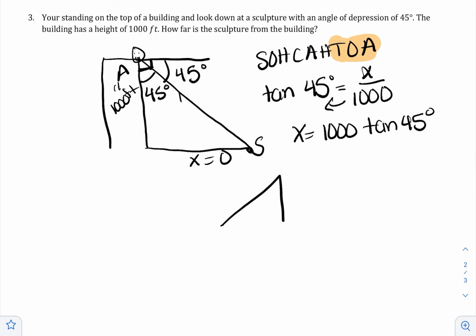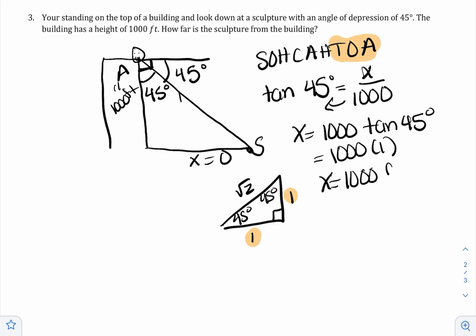So I draw my little triangle. This is 45, this is 45, this is 1, 1, square root of 2. The tangent is opposite over adjacent, so the tangent of 45 degrees is 1. So 1,000 times 1. So x, the sculpture, is 1,000 feet away from the building.